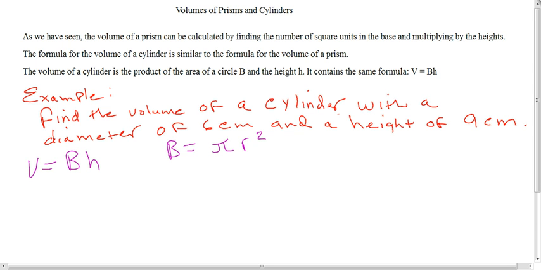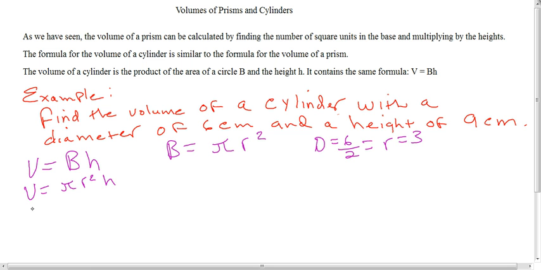Well, our given tells us we have a diameter of 6. In order for us to find the radius, we must take the diameter, which is 6, and divide by 2, and that's going to give us the radius, which is 3. Okay, on with that. Now we can come back and finish our formula. V is equal to pi times radius squared times the height.